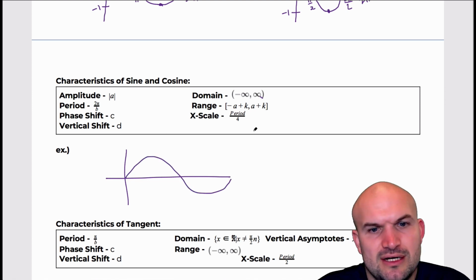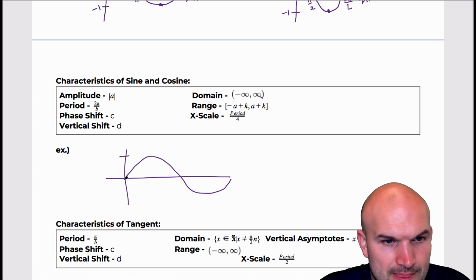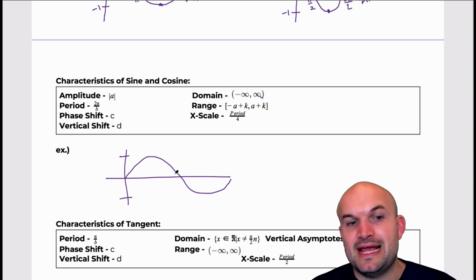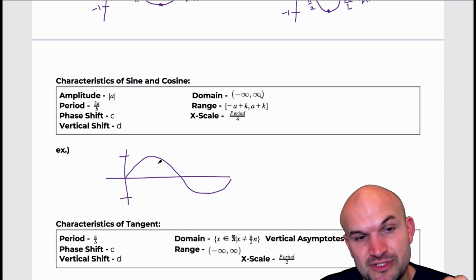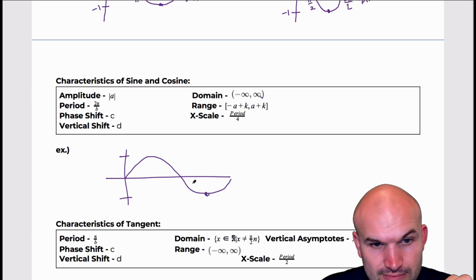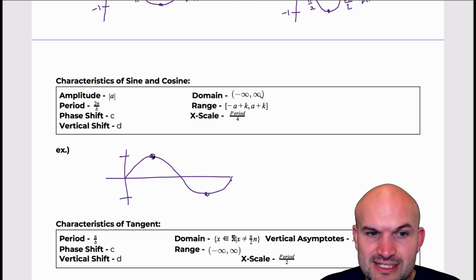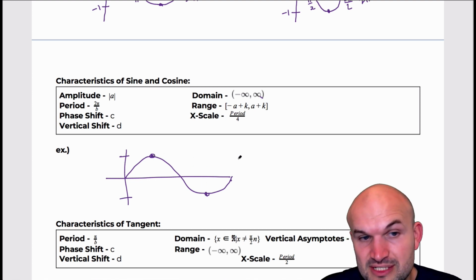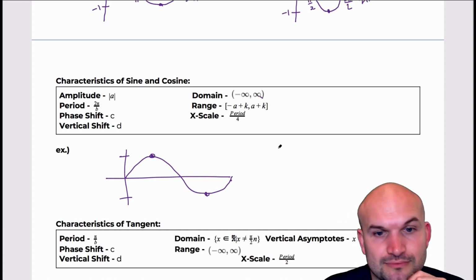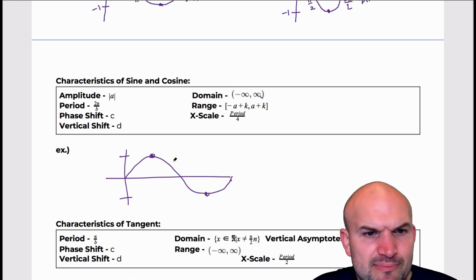So let's talk about amplitude. The amplitude again is this half distance between the max and the min. It's important because it's not the distance between the max and the min, but basically the half distance. And the period is how long it repeats itself.